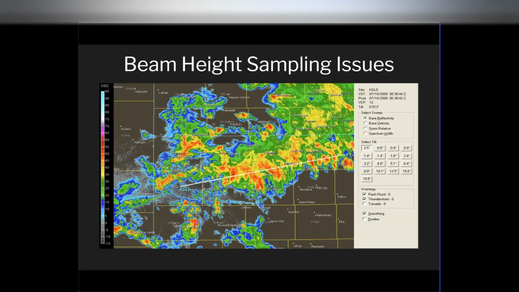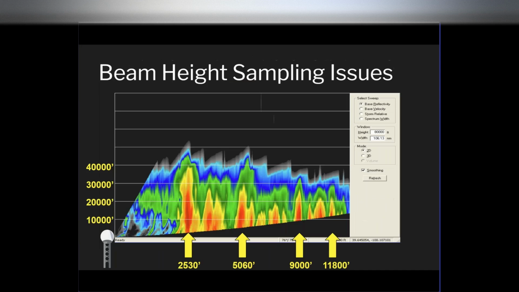We also have some beam height sampling issues. So the white line here from the Goodland radar out in Goodland, Kansas, through this area of thunderstorms basically gives you a rough idea of what we're going to be cutting through. So I'm going to show the cross section now along that line of these storms.